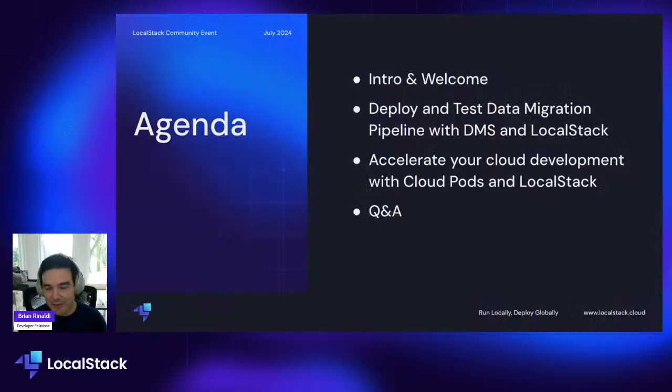Here's our agenda. We're going to do a little bit of intro and welcome, which is what you're in right now. Then we're going to have our first talk, which is going to be deploying a test data migration pipeline with DMS and LocalStack. Then we are going to have a little bit of Q&A with our first speaker. Then we're going to have our second speaker, talking about accelerating cloud development with Cloud Pods and LocalStack. Then we'll have some Q&A to follow that, and then we'll be done.